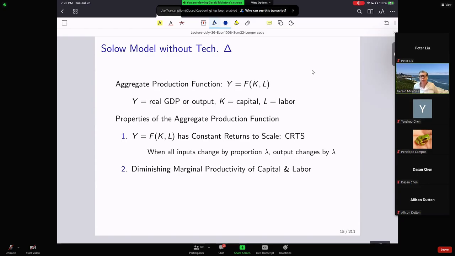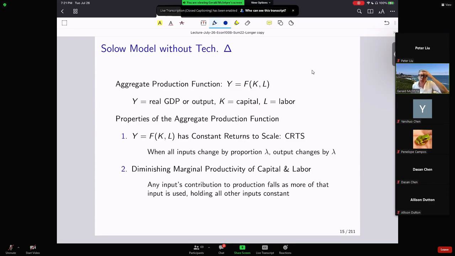The second feature of this aggregate production function is diminishing marginal product of capital and labor. What we mean by that is that any input's contribution to production falls as more of that input is used, holding all other inputs constant. So, if you're holding labor constant and you're just adding more and more machinery to a given factory, there's going to be crowding in that factory. There's more and more machines coming in. And that extra crowding will limit those machines' productivity, will reduce the marginal productivity of those machines.